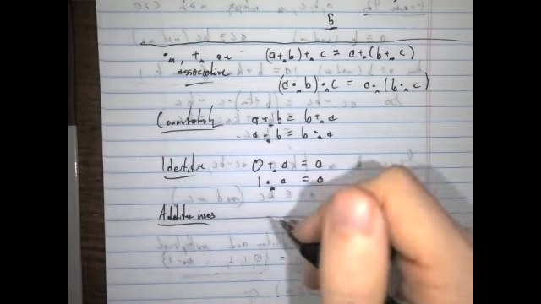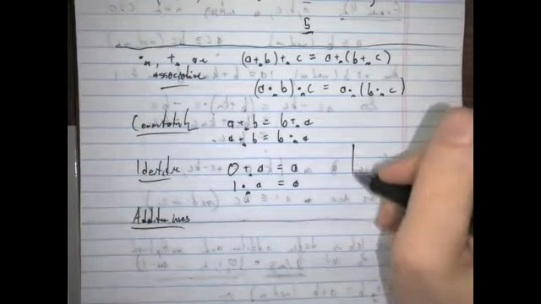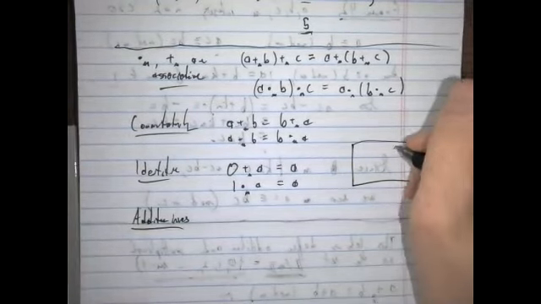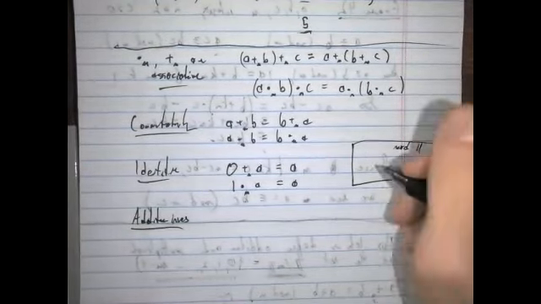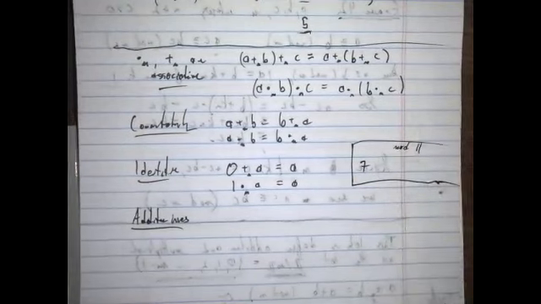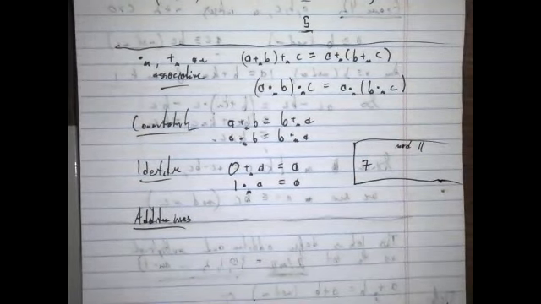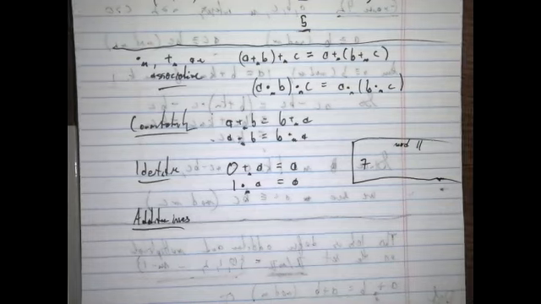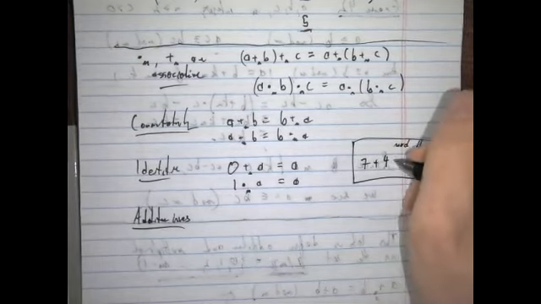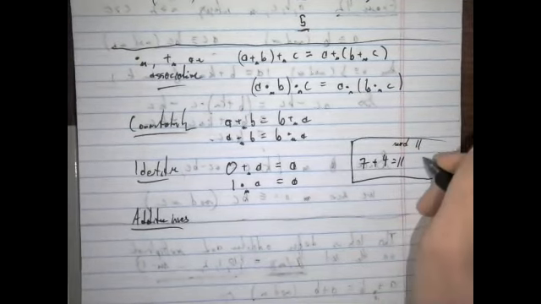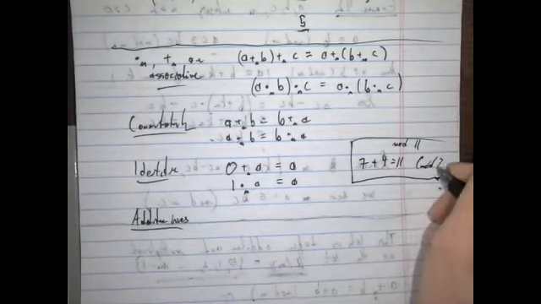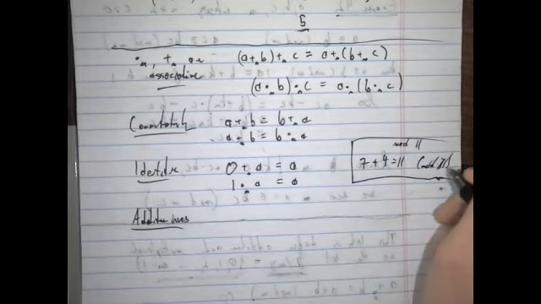So now let's do an example of additive inverse. Let's say I'm working mod 11. What is the additive inverse of 7? Namely, what's a number in between 0 and 10 that I can add to 7 and get 0? Yeah, exactly. 7 plus 4 is equal to 11, but 11 mod 11 is equal to 0.